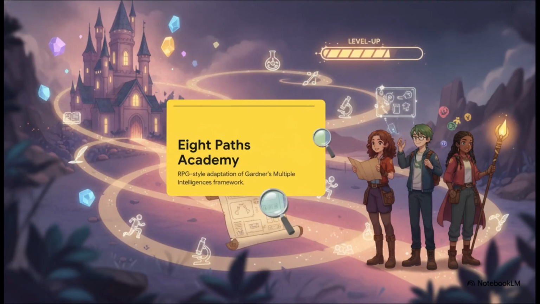So what is this academy at its core? Well, it's an engaging RPG or role-playing game-style adaptation of Howard Gardner's famous multiple intelligences framework. Instead of just mindlessly checking boxes on a sterile worksheet, which, let's be honest, usually feels like a total chore for kids, they actually feel like they're entering a fantastical academy to unlock their own unique superpowers. It completely gamifies the self-discovery process, which is exactly how you capture and hold a student's attention.